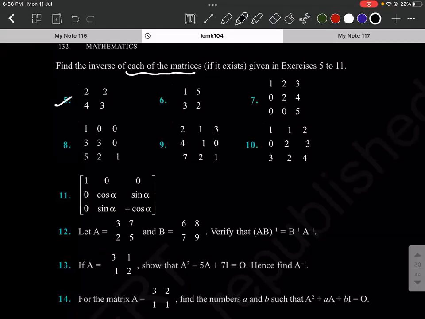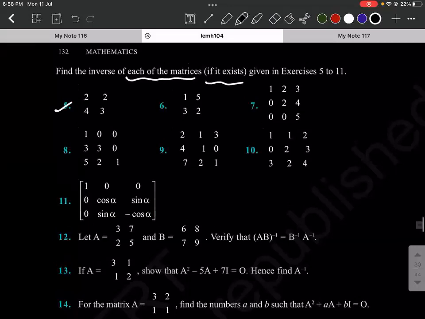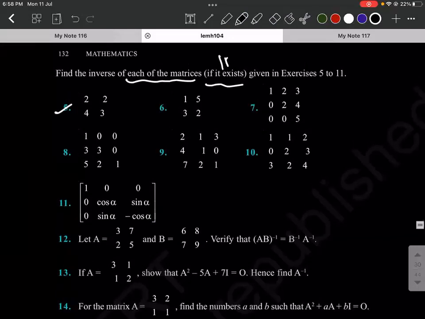Find the inverse of each of the matrices. If it exists means what? When will it not exist? When the determinant of A is equal to 0, it will not exist. So when it exists, find the value of inverses. Can you do it fast? So do that, find the adjoint, find the determinant, divide both.